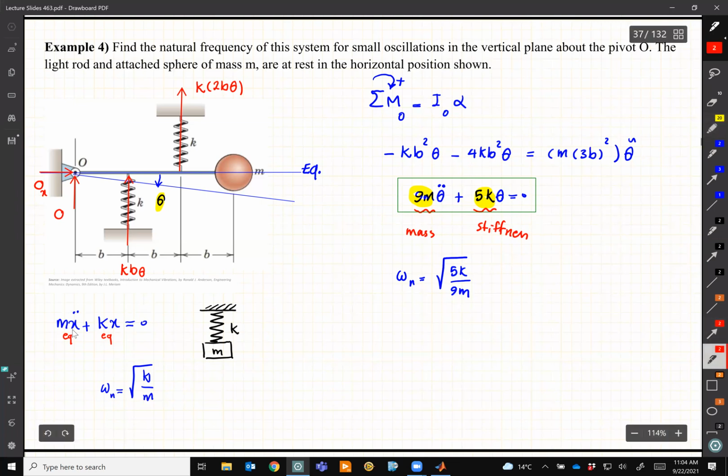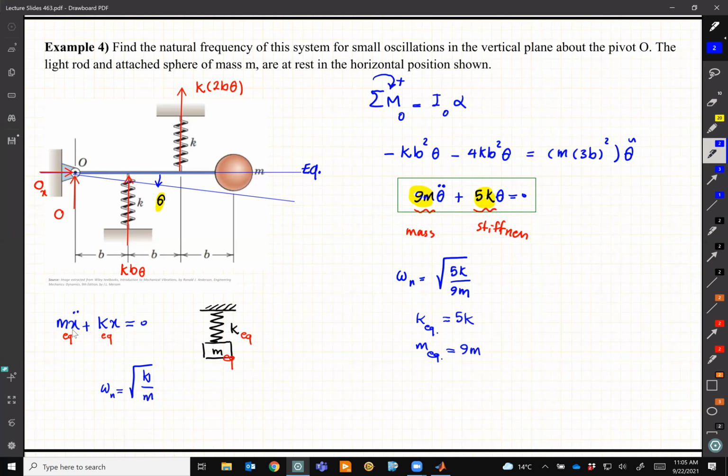So here we would say these two systems are equivalent to each other. Their behavior will be the same, like the mass and spring with k equivalent, which in this case is 5k, and the equivalent mass is 9m. So these two systems are going to behave the same vibration-wise, with the same natural frequency. Later, when we have an external force, they're going to behave the same.